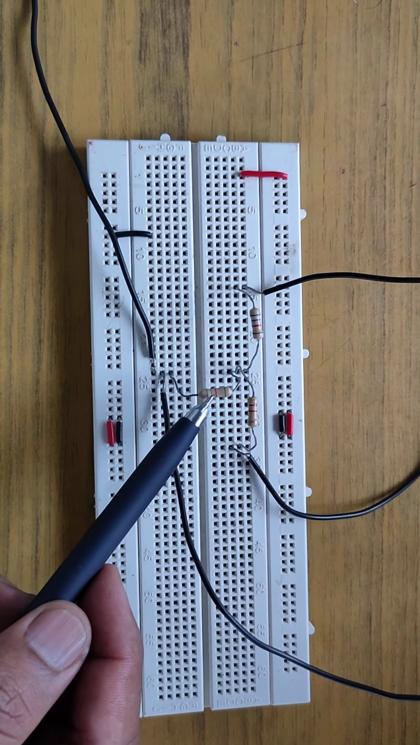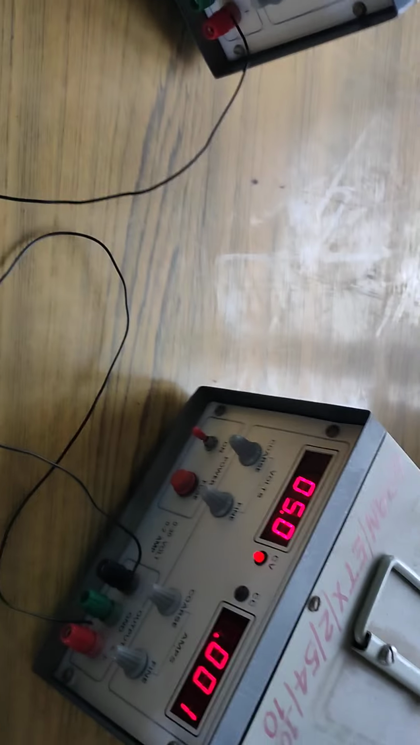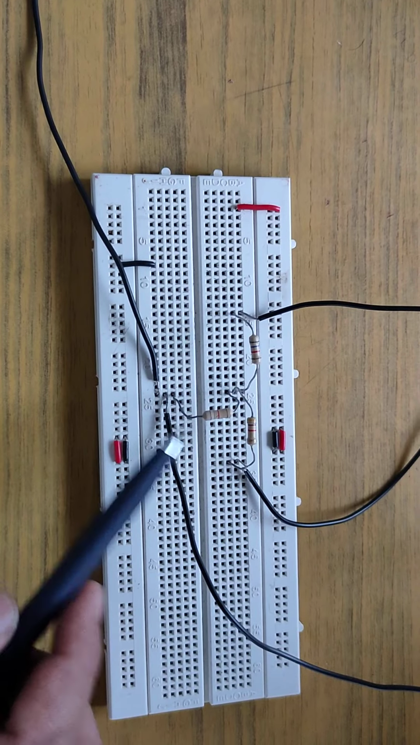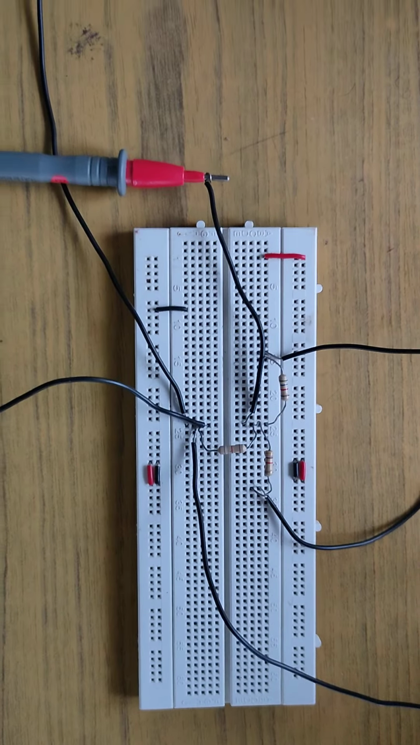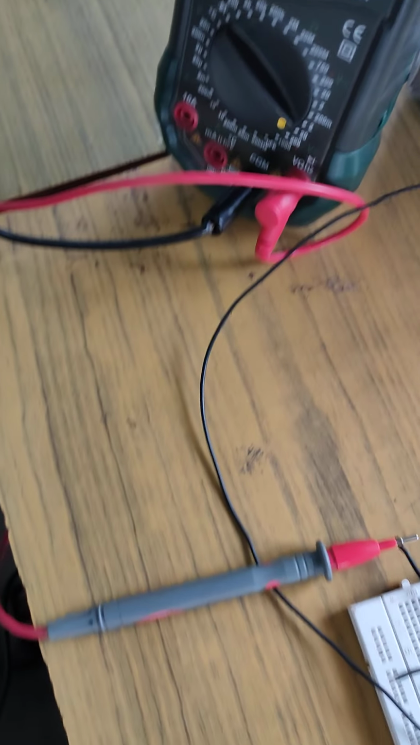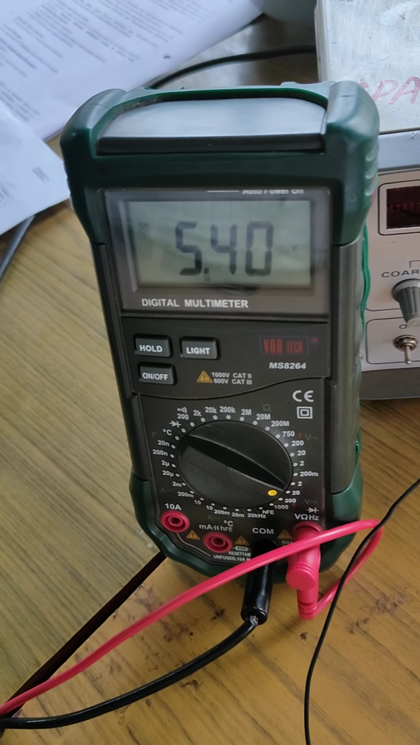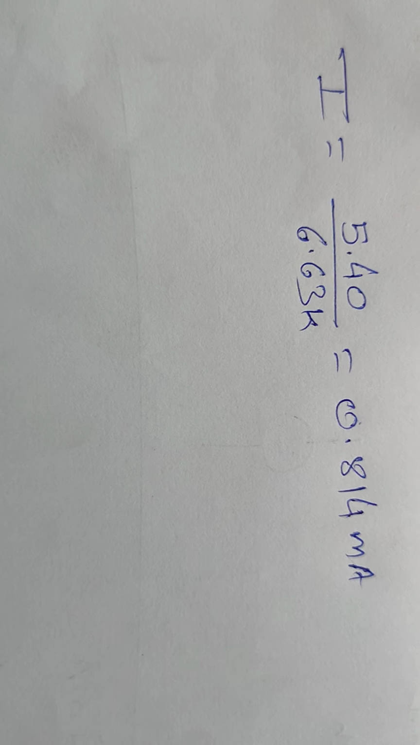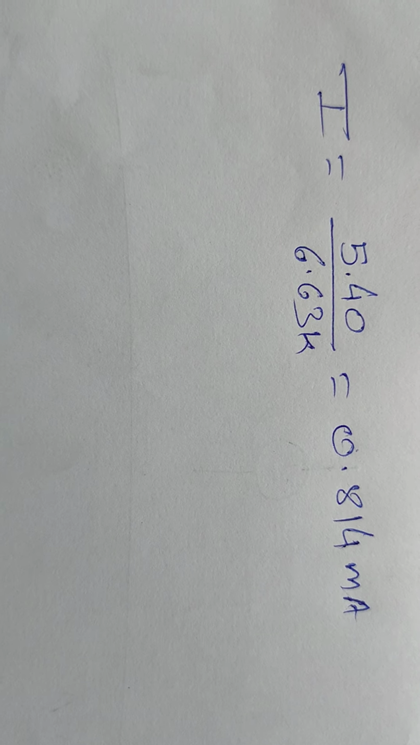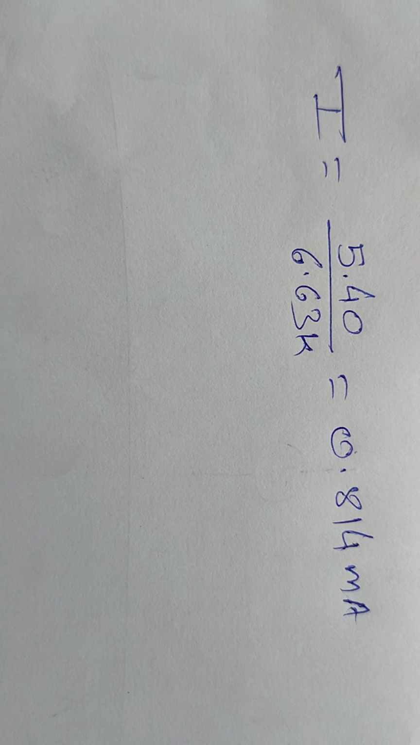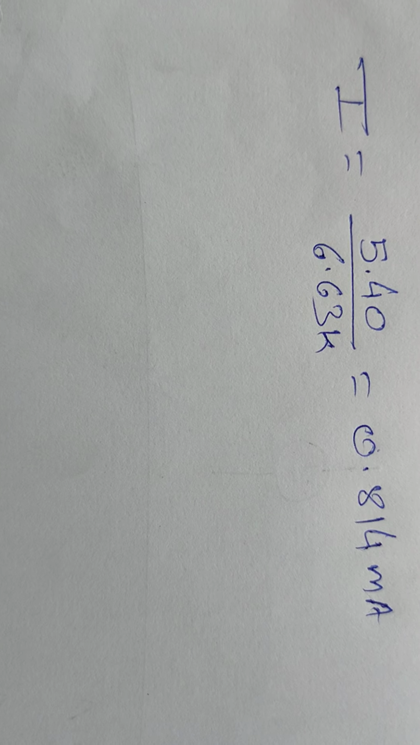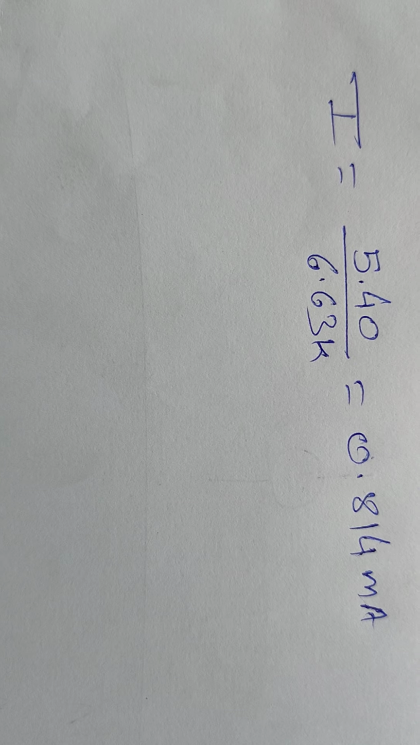Okay, so now what we have to do, we have to find out current through this 6.63 kilo ohm resistance, when both the supplies are on, and we have to check whether superposition theorem satisfies this condition or not. So if you check the voltage across 6.63 kilo ohm resistance, we are getting reading as 5.40 volt. Here we are getting current is equal to 5.4 divided by 6.63 k is equal to 0.814 milliampere. So this is total current flowing through the resistance 6.63 kilo ohm when both the power supplies are on.